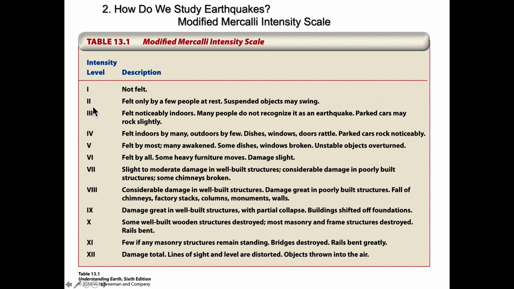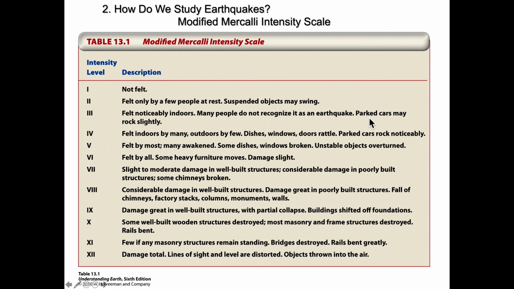At an intensity level of 2, a few people are going to feel the earthquake. If you're in a quiet, stable room on the ground floor, you may see lights swinging above you. Intensity level 3 can be felt indoors, where again it's quiet. Most people don't think of this as an earthquake. If you're in a parking lot, you may see the cars move slightly.